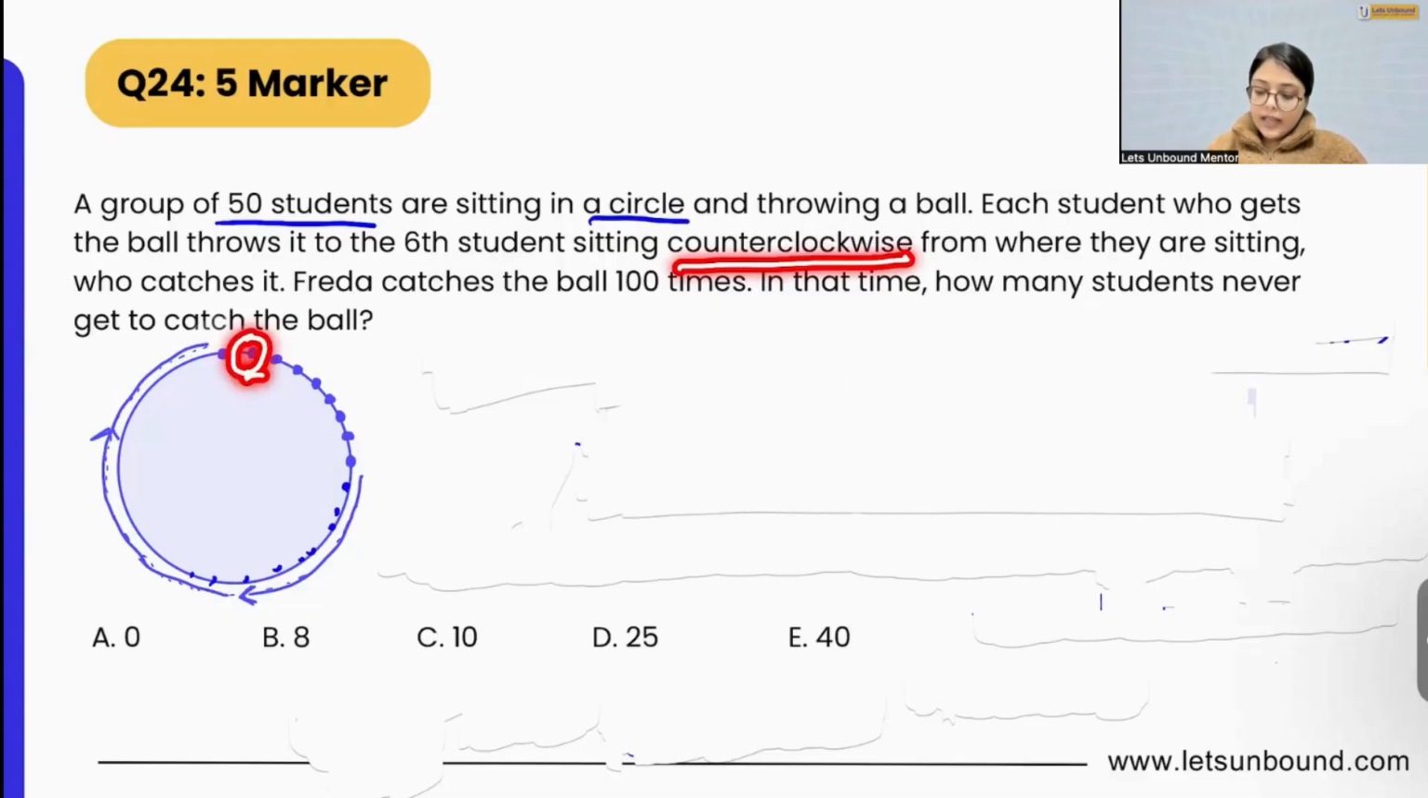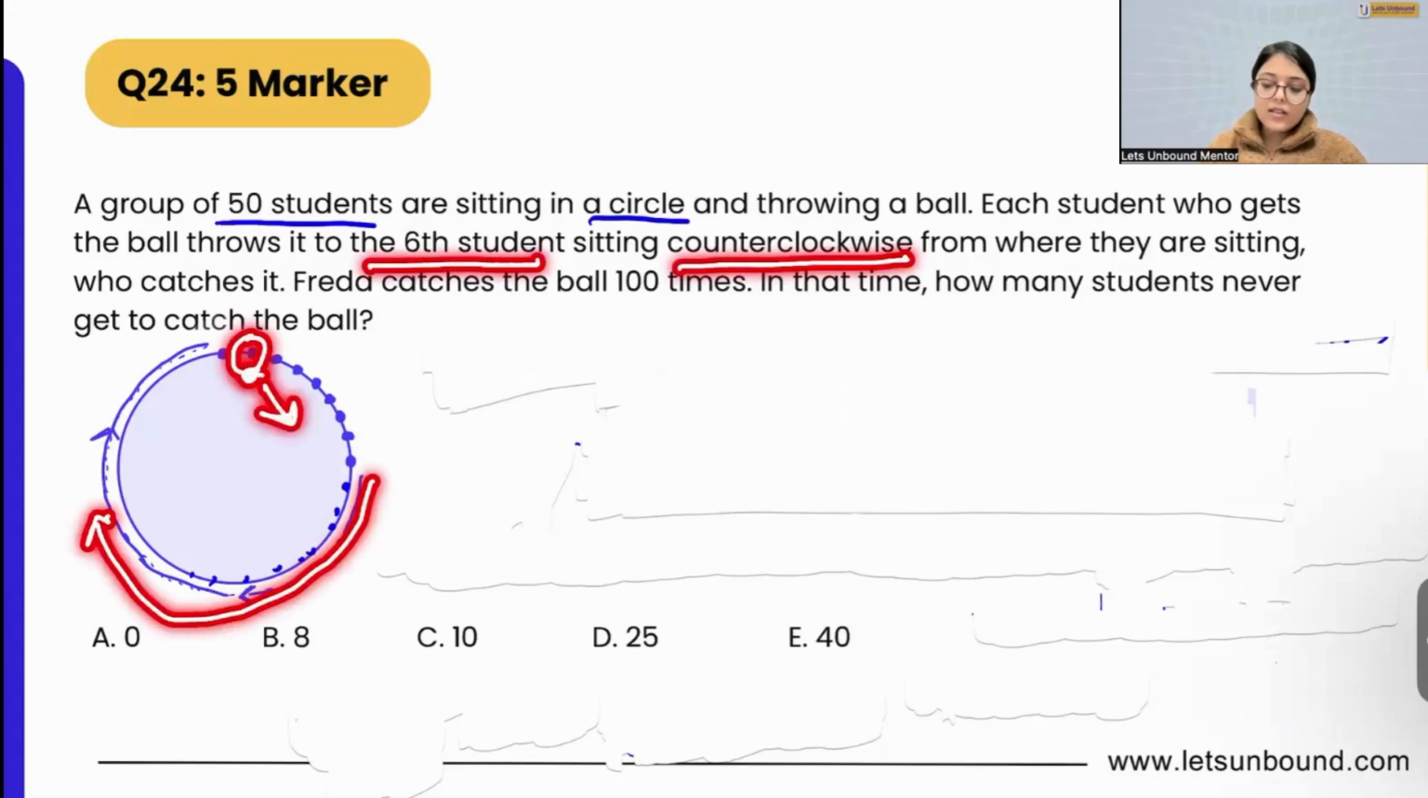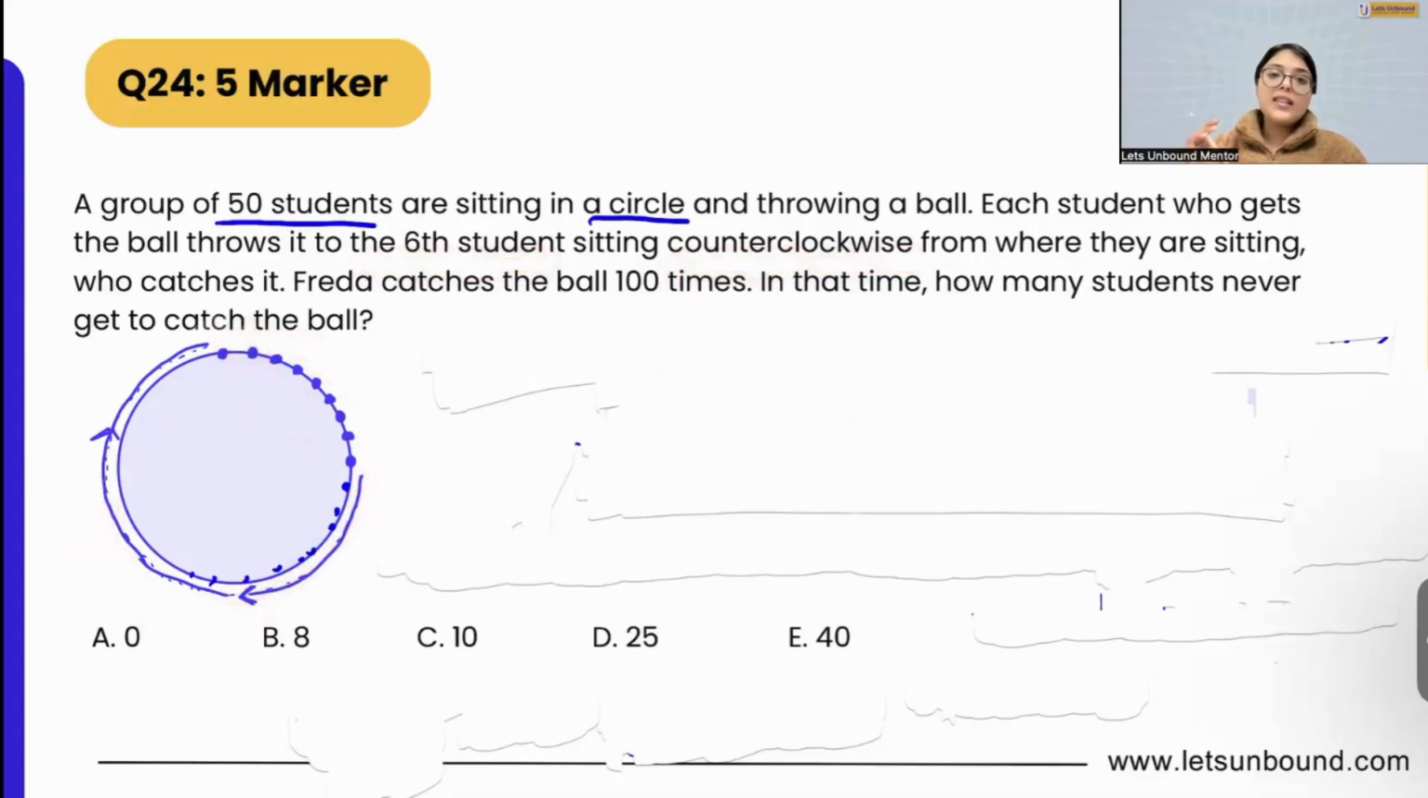Okay, so you can see the arrow as I have drawn. That means the ball should be thrown in this direction. And where to throw? To the sixth student. Sixth student means not the second, third, fourth, or fifth, but the sixth student from where the student is sitting. From that place, we need to throw to the sixth student.